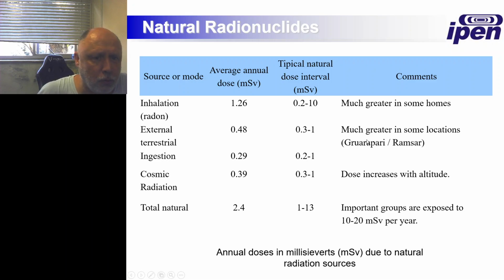It's much greater in some locations, like Guarapari, which is a beach in the Espírito Santo state in Brazil, or Ramsar, which is a place in Iran, where external dose is quite larger than this, could reach 4 or 5. Ingestion, essentially what you eat, is 0.2 millisievert per year. Cosmic radiation is 0.4, can reach up to 1, and it increases with altitude, so that's important.